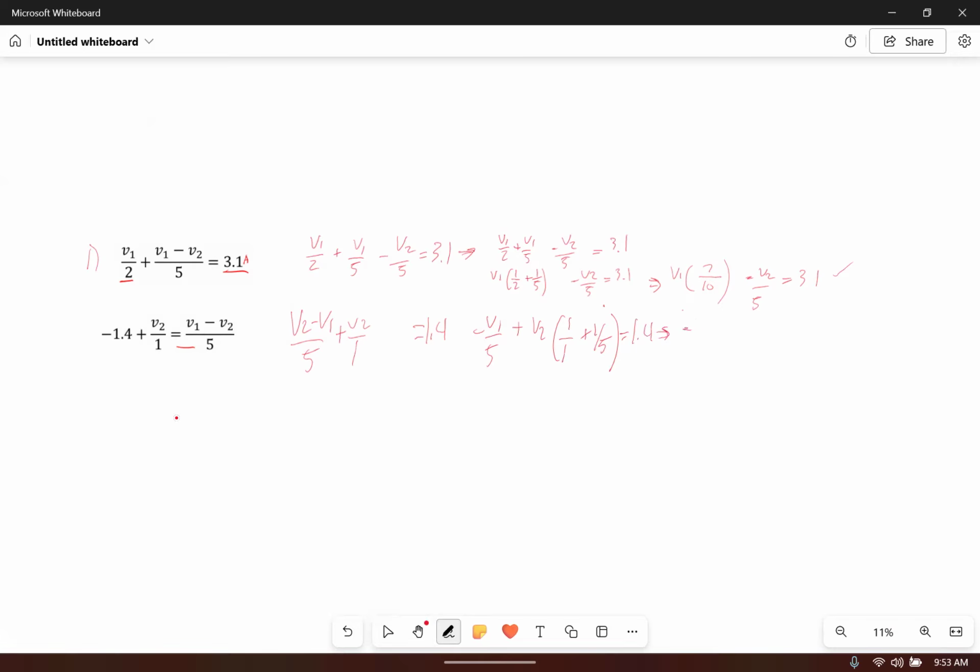And then what we end up with is negative V1 over 5 plus V2, and that becomes 6/5 equals 1.4. Now I could do my matrix again. So I set up my matrix with V1 and V2. This is 0.7. This is negative 1/5. This is negative 1/5. This is 6/5. And that's equal to 3.1 and 1.4, getting us back to our matrix.